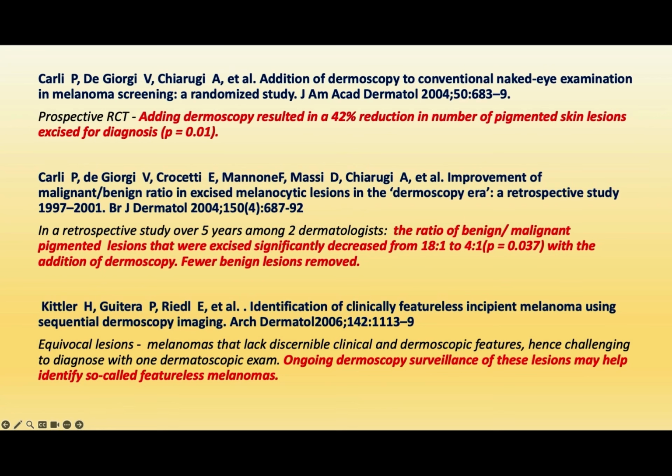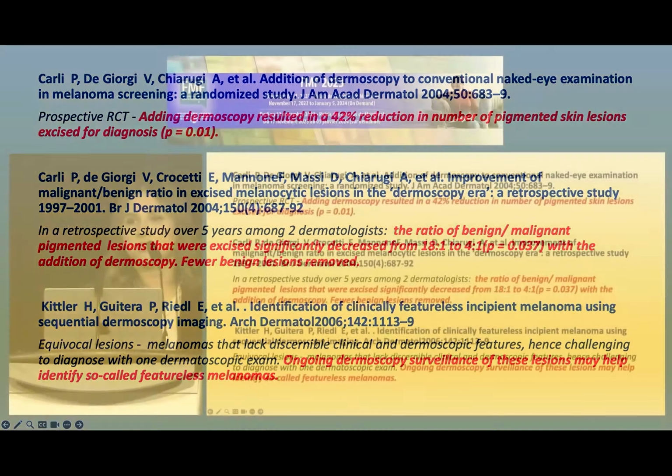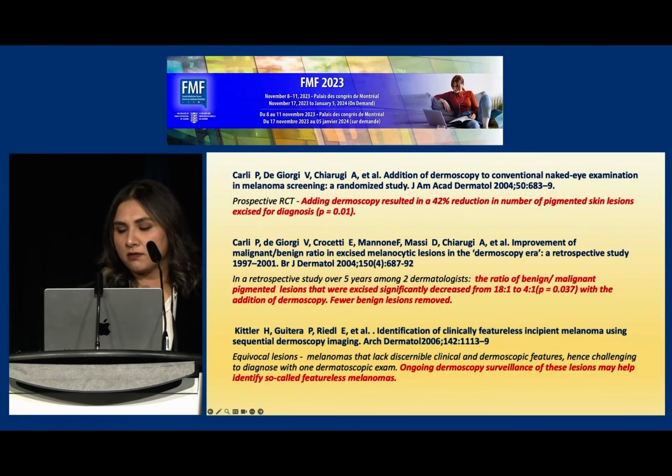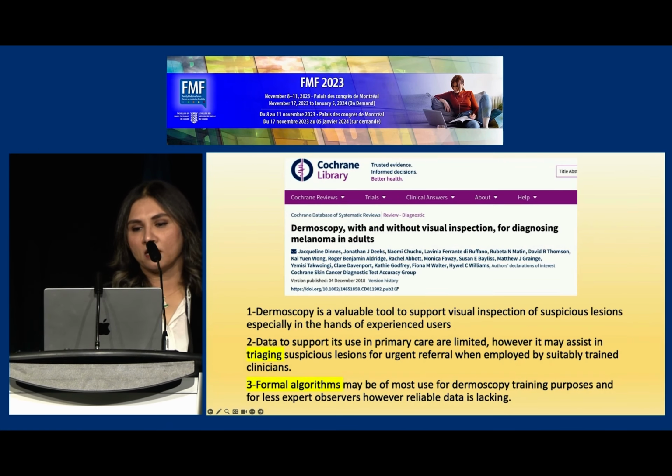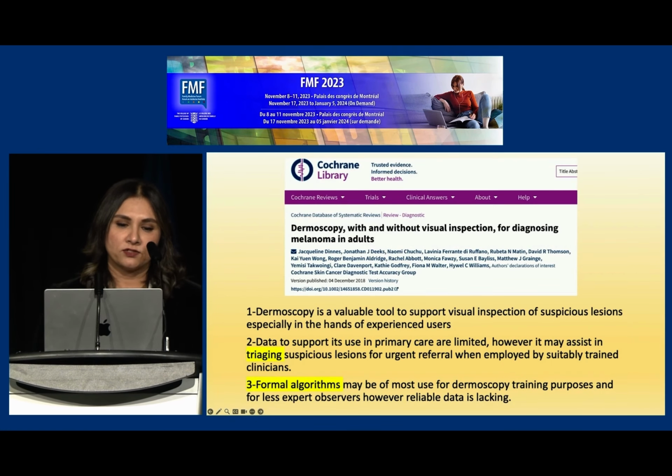There are certain lesions where dermoscopy is not the end all, right? There are some lesions which you look at and you think, it looks suspicious, but it's not really, so what do I do with this? And that's another benefit of doing dermoscopy: you can follow these lesions along maybe every 6 months or every year, and this surveillance may help identify these so-called featureless melanomas, and then you can take them off if you feel that some of the features are malignant looking or dangerous looking.